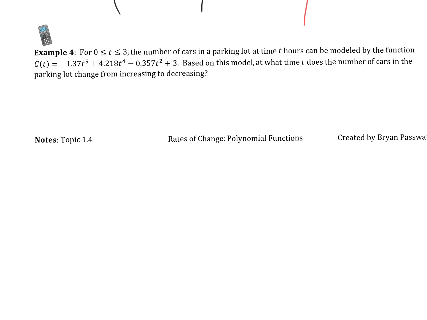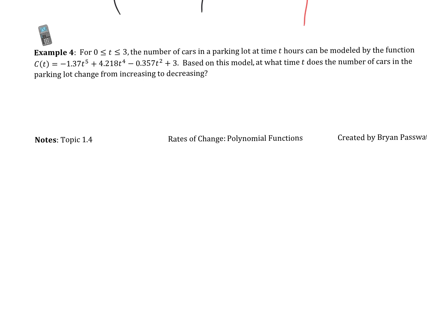For 0 less than or equal to t less than or equal to 3, the number of cars in a parking lot at time t hours can be modeled by the function c of t equals that. Based on this model, at what time t does the number of cars in the parking lot change from increasing to decreasing?